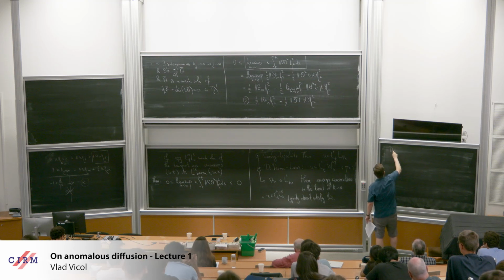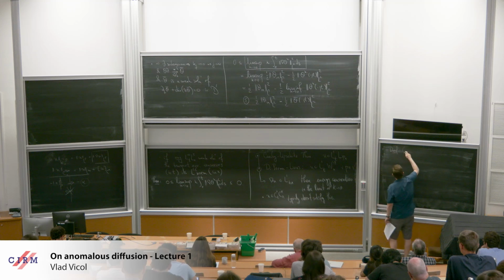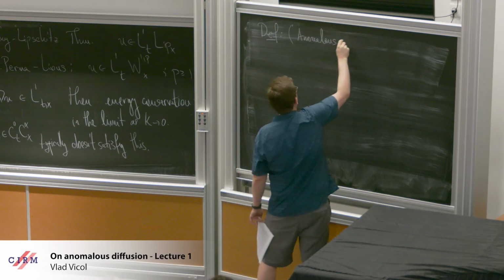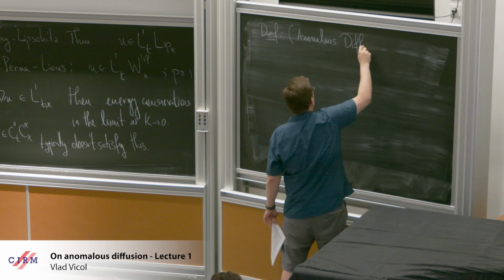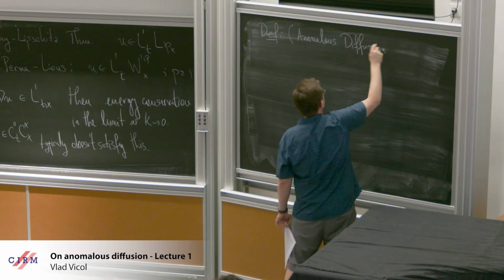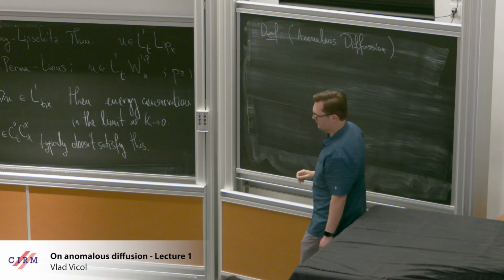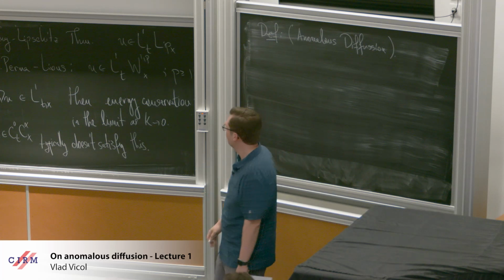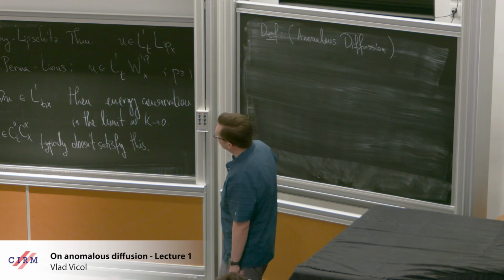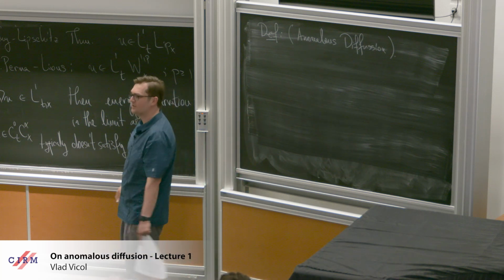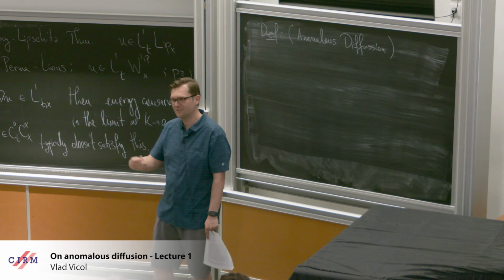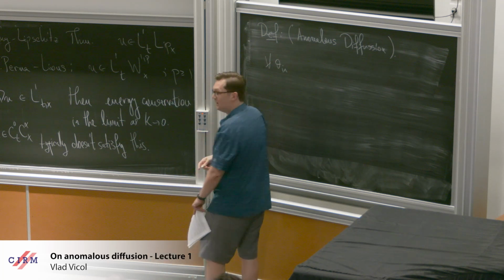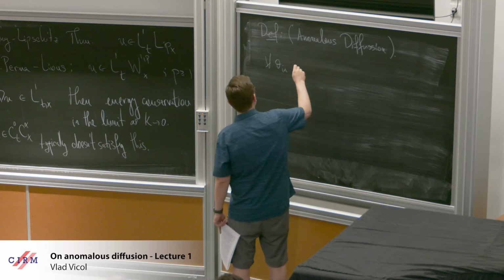So definition, anomalous diffusion. Okay. So I'm not going to write everything down, but I'm going to say some things in words. So we say that the passive, the advection-diffusion equation with a vector field U experiences anomalous diffusion if, for any initial data of 0 mean, smooth.